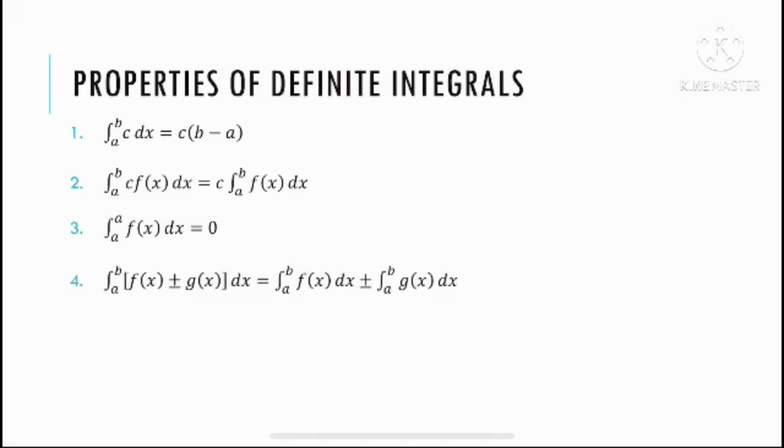Property number 4 is the integration of f(x) plus or minus g(x) from a to b is equals to the integration of f(x) from a to b plus or minus the integration of g(x) from a to b.